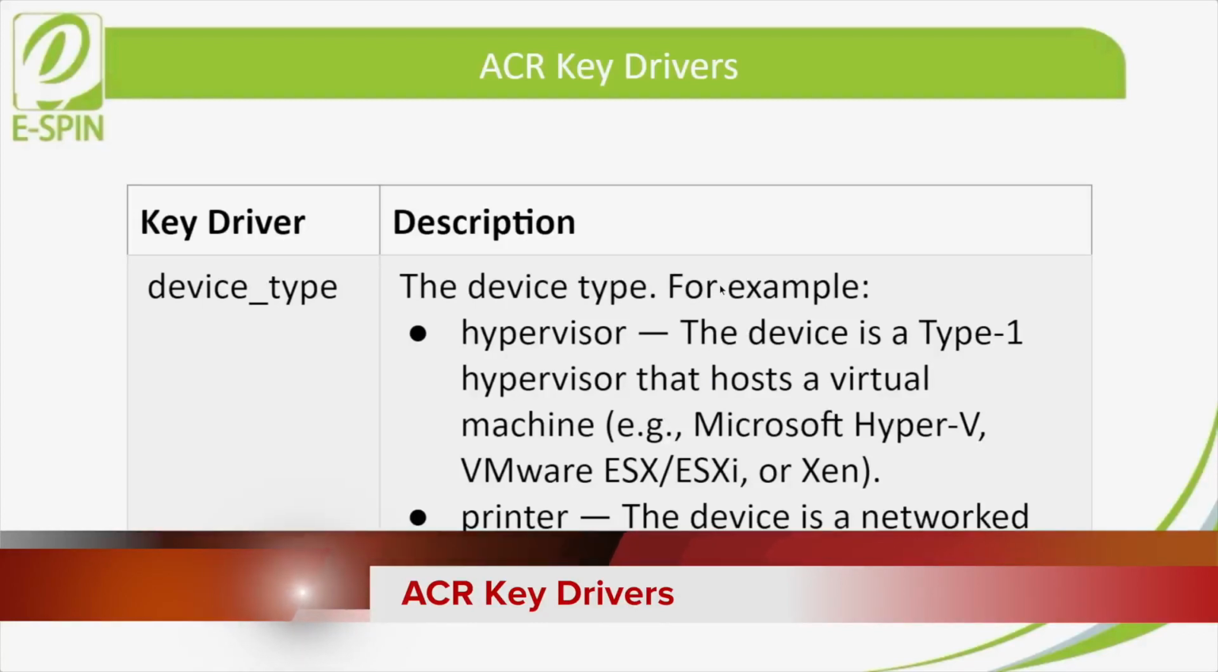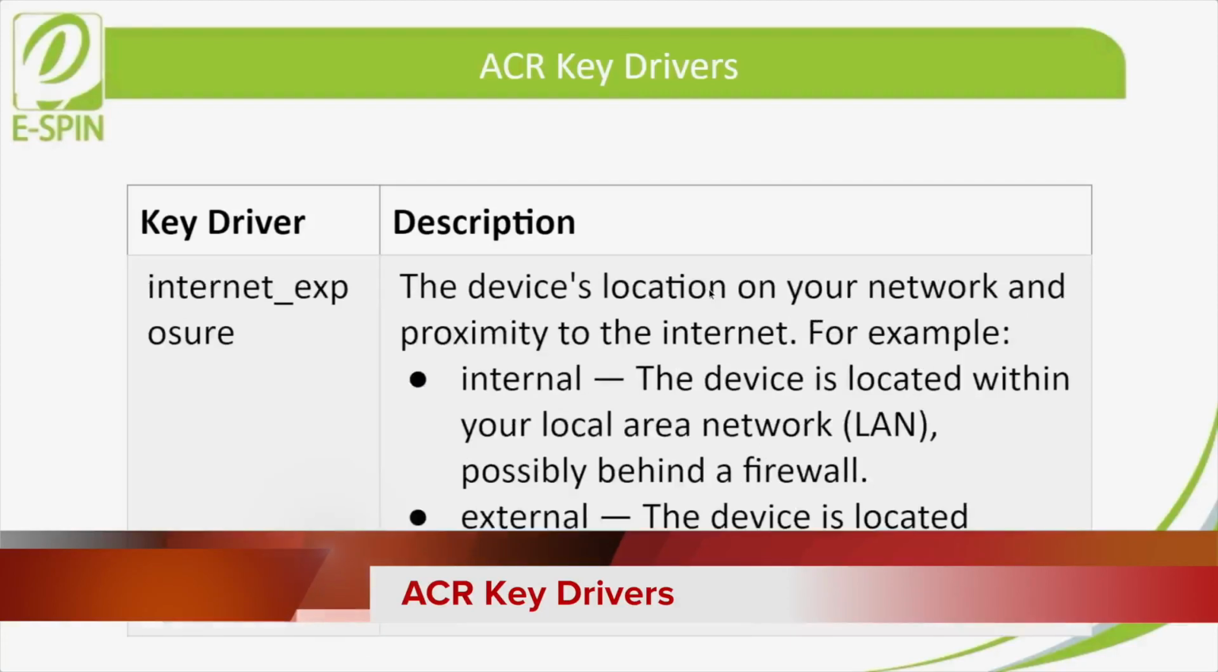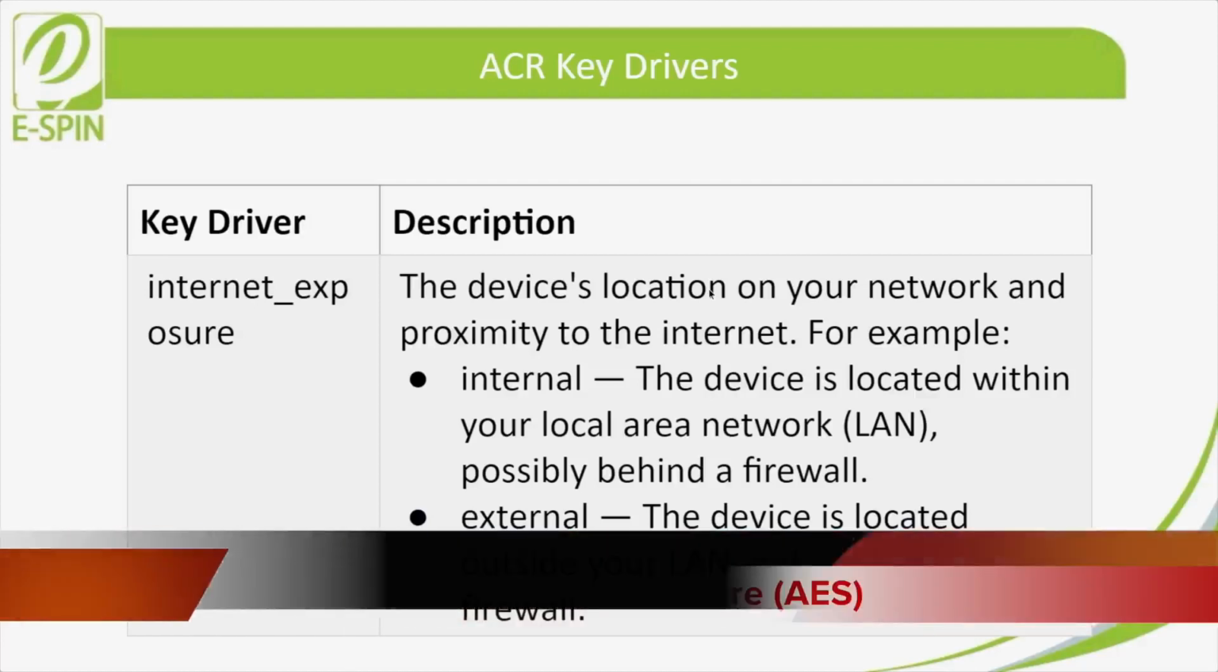These are the key drivers for ACR used to calculate an asset's Tenable provided ACR. The first key driver is device_type, for example hypervisor and printer. The second key driver is device_capability, the business purpose, for example file server and mail server. Next one, internet exposure: the device location on the user network and proximity to the internet. For internal, the device is located within the user's local area network, possibly behind the firewall. For external, the device is located outside the user network and not behind the firewall.